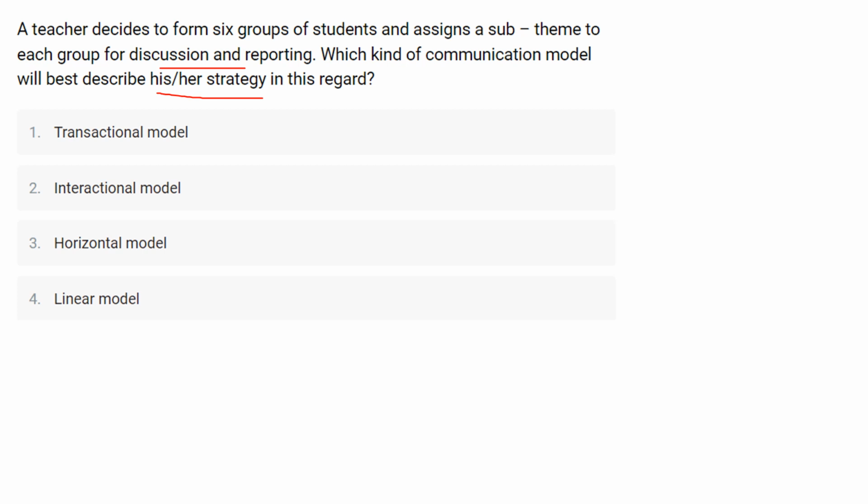So here in this question they ask you, the teacher, the one who is teaching in the classroom, she decided to form the sixth group of the student and assign something to that group for the discussion and reporting. Now they are asking you which kind of communication model will best describe this strategy. The first option is transactional model, second is interactional model, third is horizontal model, and the last one is linear model.